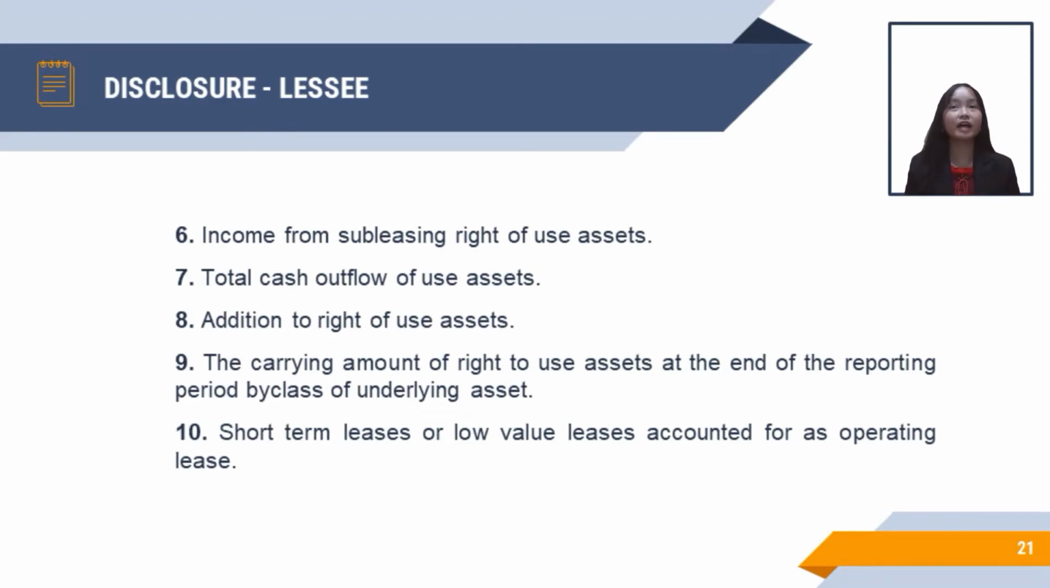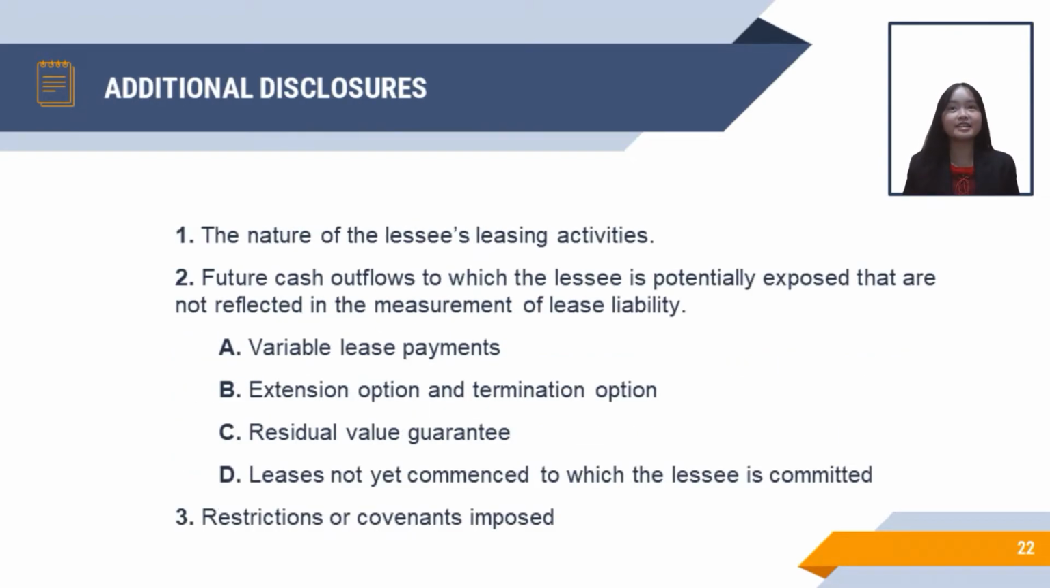7. Total cash outflow for leases. 8. Additions to right of use assets. 9. The carrying amount of right-of-use assets at the end of the reporting period by class of underlying asset. And lastly, short-term leases or low-value leases accounted for as operating lease. Moreover, a lessee shall disclose additional qualitative and quantitative information about leasing activities necessary to help users of financial statements to assess the effect of leases on financial position, financial performance, and cash flows.